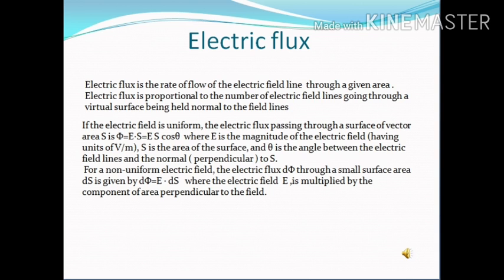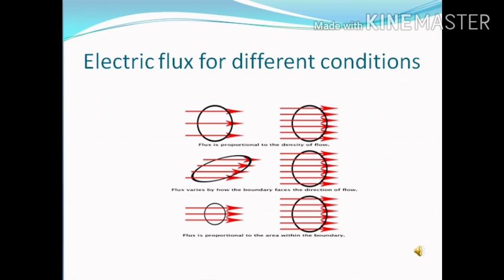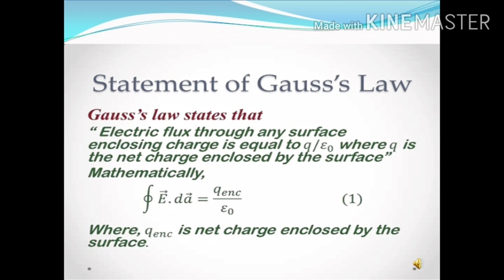For a non-uniform electric field, the electric flux d phi through a small surface area dS is given by d phi equals E dot dS, where the electric field E is multiplied by the component of area perpendicular to that field. Electric flux for different conditions has been drawn below. Flux is proportional to the density of the flow. Flux varies by how the boundary faces the direction of flow, and flux is proportional to the area within the boundary.